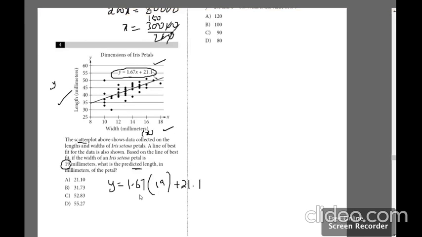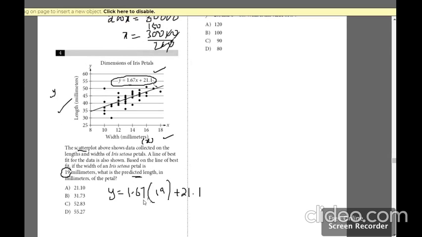Upon multiplying 1.76 with 19, it's going to give us 31.73 plus, let me write it clearly, 31.73 plus 21.1, which will give us 52, and the option is over here, 52.83. Definitely, since we are getting 52 here itself, we can easily say.